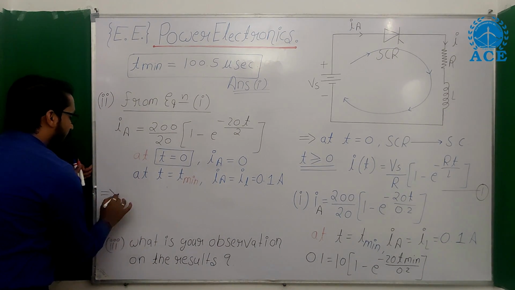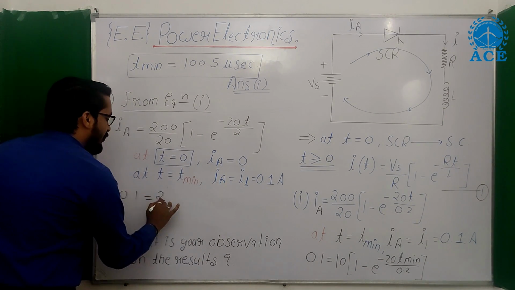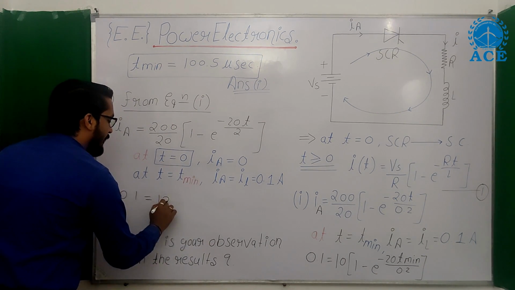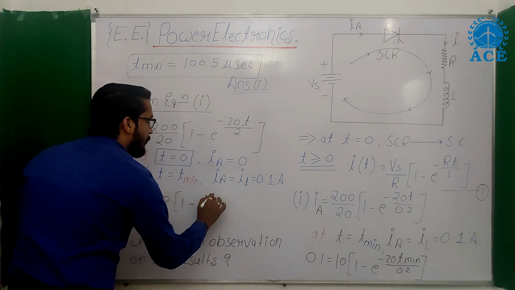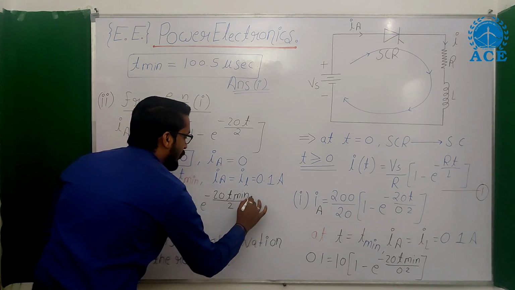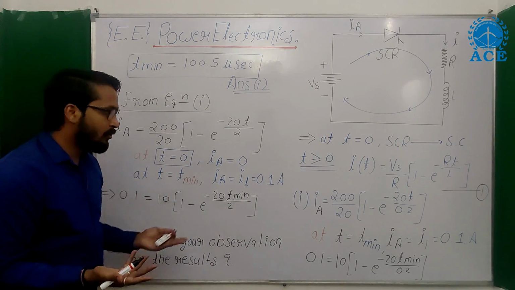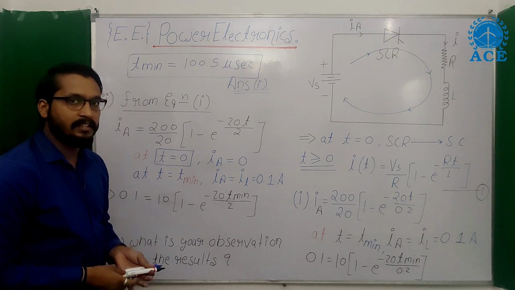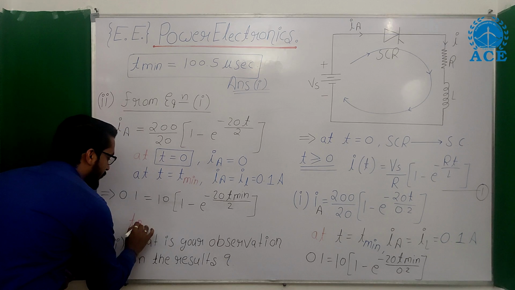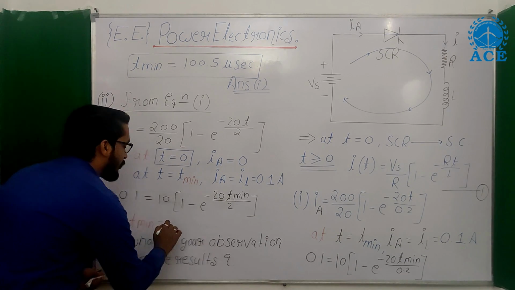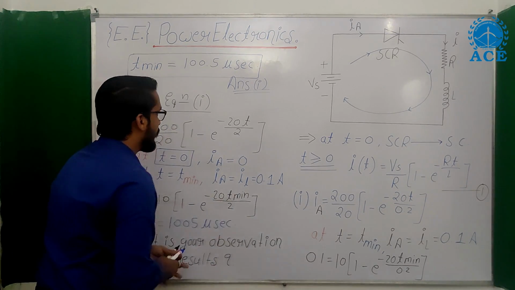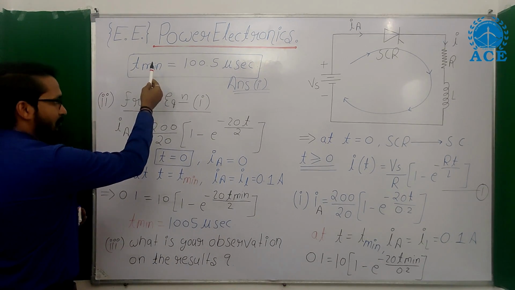Now the equation is 0.1 equal to 200 upon 20, which means 10, in bracket 1 minus e power minus 20 t minimum divided by 2. Single equation, single unknown, so t minimum we can calculate very easily. You can use your calculator, and you will get t minimum equal to 1005 microsecond.